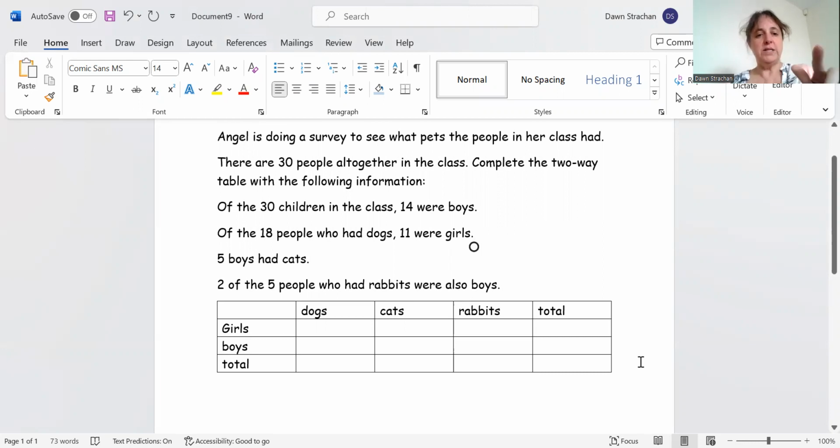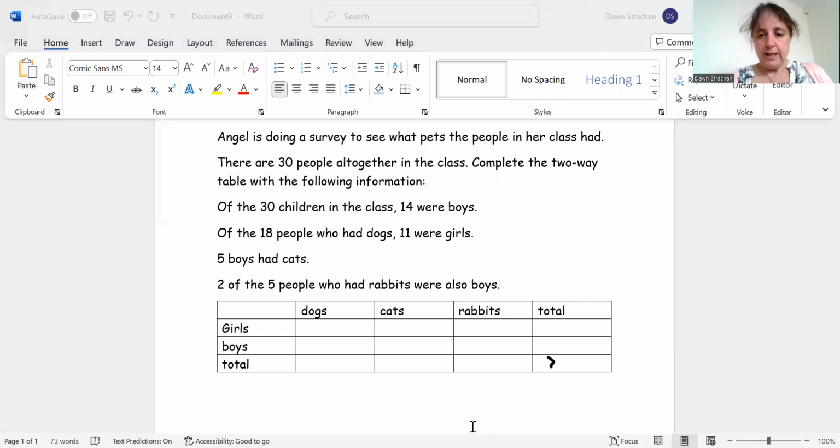So what I would do is start with the information that they've given us. If I just grab a pen. There's 30 people in the class, so we can scribble that in. Excuse my handwriting, and we can cross that out because we know that's done. Of the 30 children in the class, that's done. 14 were boys, so let's pop that there. Done. Of the 18 people who had dogs, so the total number who had dogs was 18, 11 of those were girls. Okay, so that's done and that's done.